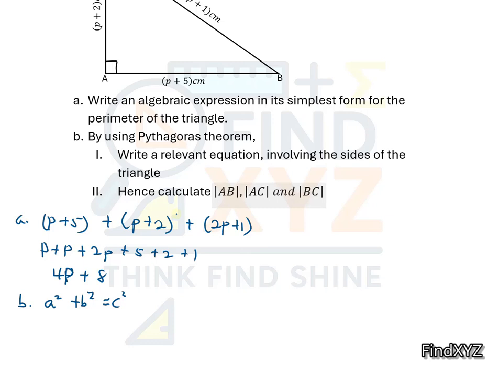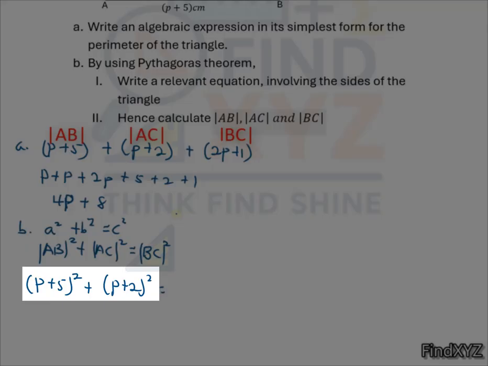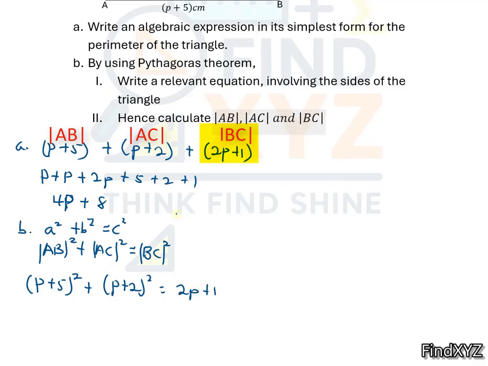We are going to square AB, so we can say AB squared plus AC squared is equal to BC squared. And what is the length of AB? The length of AB is P plus 5, so (P plus 5), then we square this. Then what is the length of AC? That is P plus 2. Then we square that as well. Then this is equal to the square of the hypotenuse. And what is the hypotenuse? That is (2P plus 1) all squared.